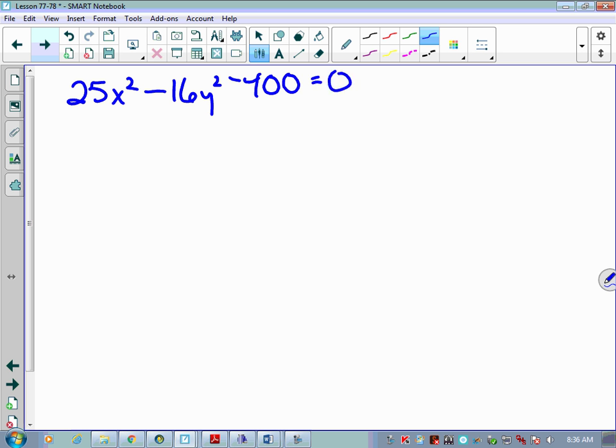So going on what you already know, what would be your first step? This is not going to be the equation for a line. It's a hyperbola.